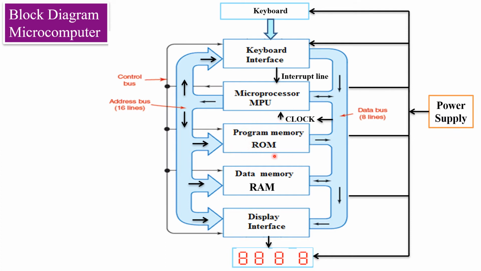Read only memory. Here the monitor program is stored and we can read the information stored in ROM. So the arrow is outward. See, the data flows out. We cannot write the data in ROM. So the arrow is in the outward direction.